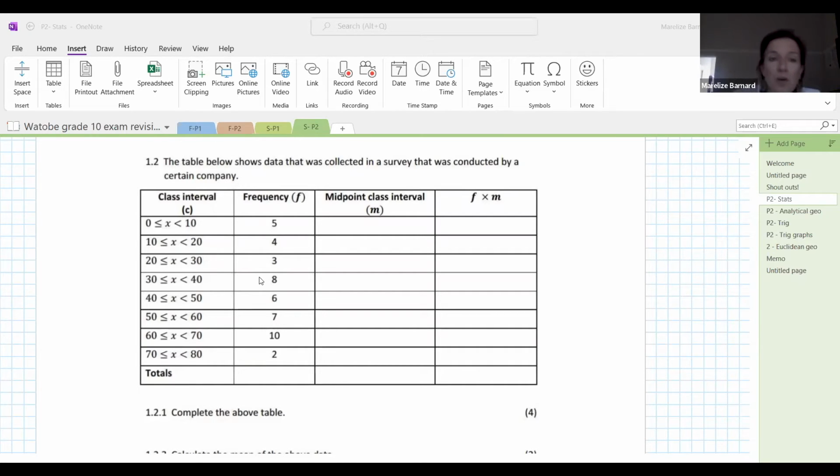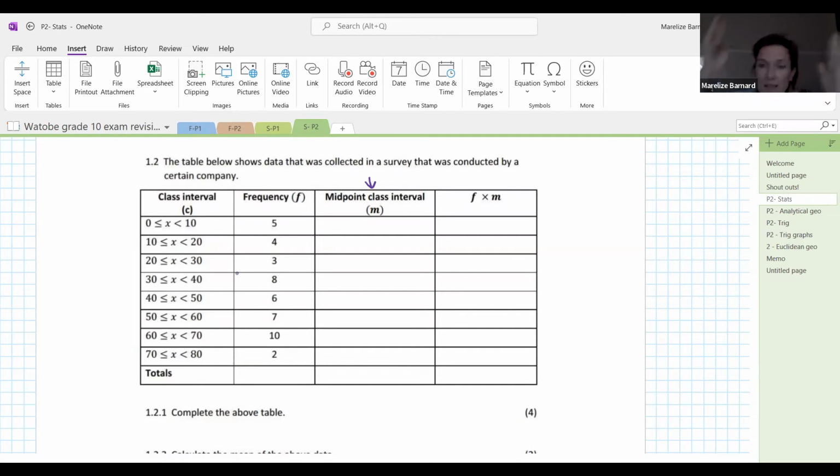Okay, so how do we do our mid-class interval, our midpoint? How are we going to calculate that? Put it in the chat. What does that mean? What does it even stand for? And how do we calculate it? Are we dead silent again? Nice, Nyasha, that's right. So it's the class interval divided by 2.